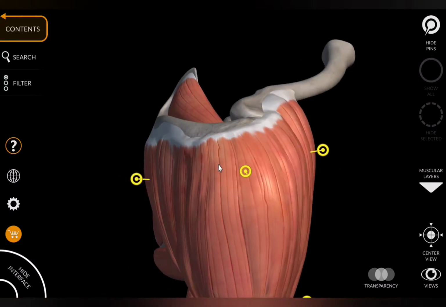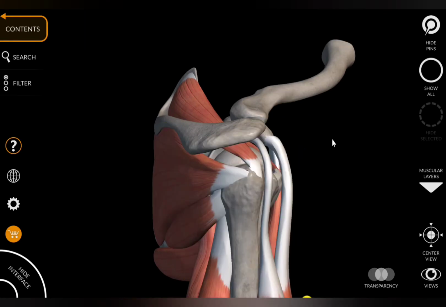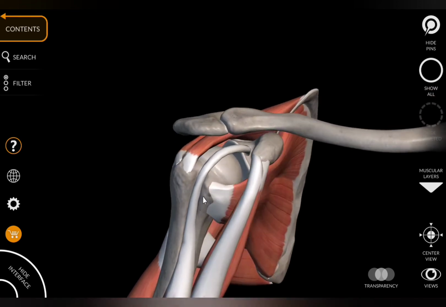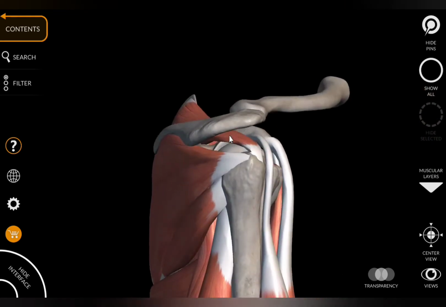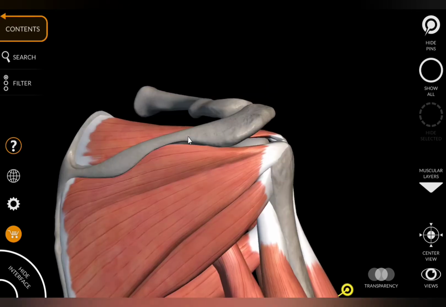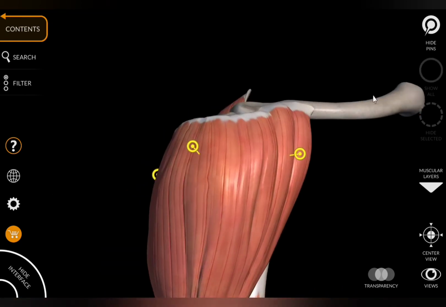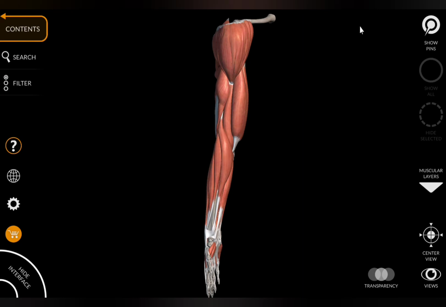For better understanding, I am removing the muscle now. So you can see the clavicular part takes origin from the lateral one-third of the clavicle. Then the acromial part takes origin from the acromion process of the scapula, and the spinal part takes origin from the spine of the scapula. So we saw the origin of the deltoid muscle.